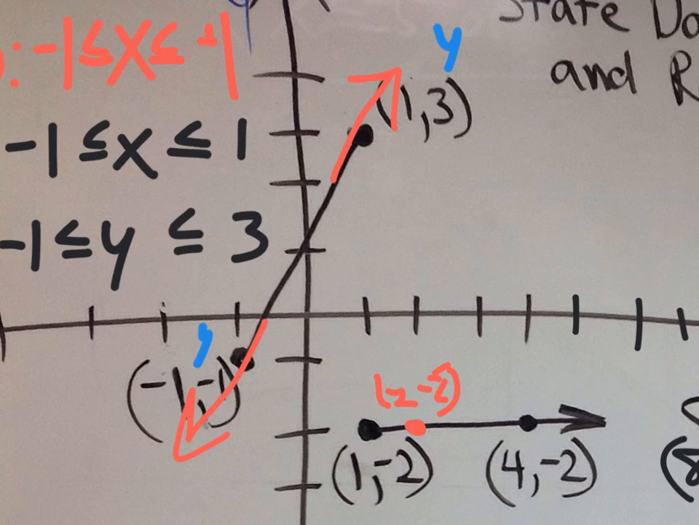So your domain would no longer be between -1 and +1. Your domain would be all real numbers. X equals all real numbers. Does that make sense? The range value, it's no longer from this height to this height. It's now going up forever and down forever. So the range would be all real numbers.